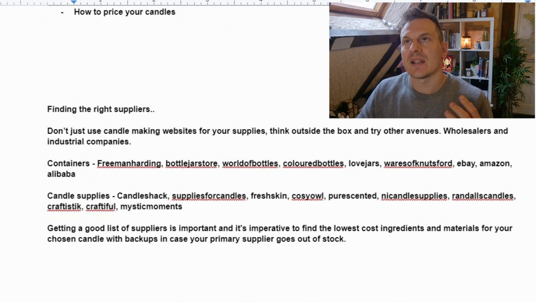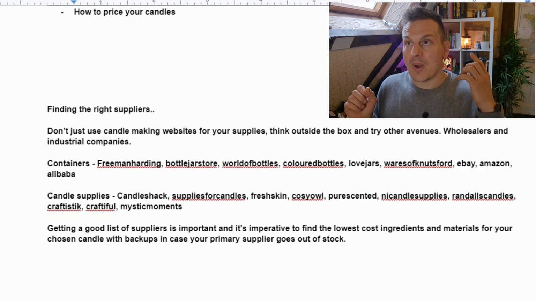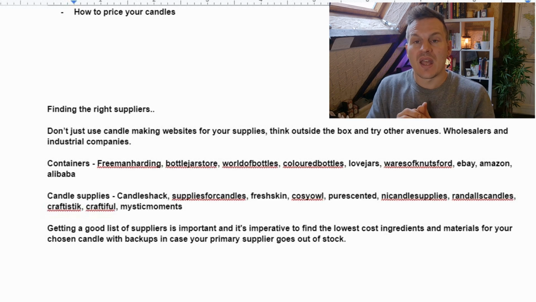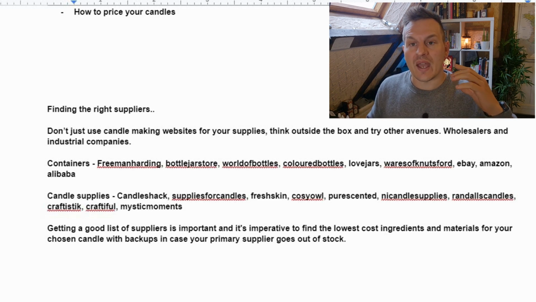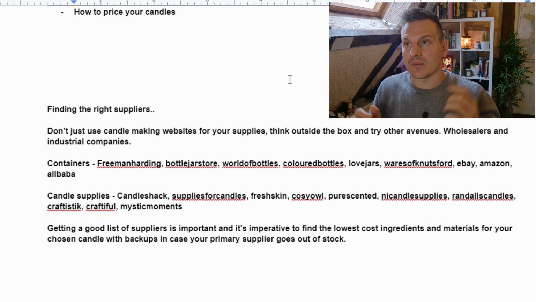Now, in the beginning, what I did is I went through all the candle making suppliers, and these are a really good place to start, but they can be quite expensive. Some of the most popular ones are Candle Shack, Supplies for Candles, Scents, Soaps and Things, and there's loads of them. A lot of the stuff on there can be quite expensive, especially the containers, like the glass jars used for candles, or concrete jars, or any kind of jar.